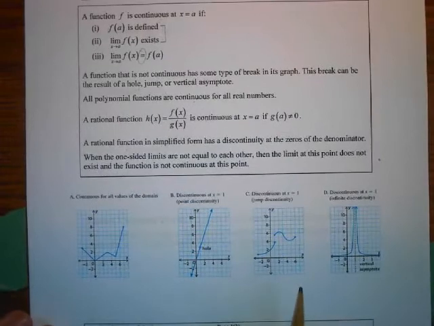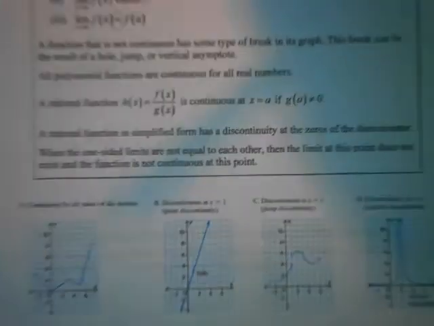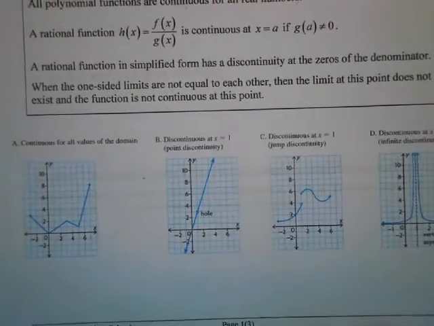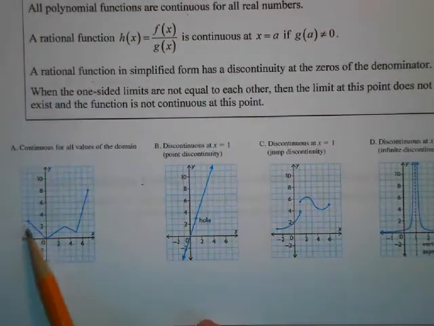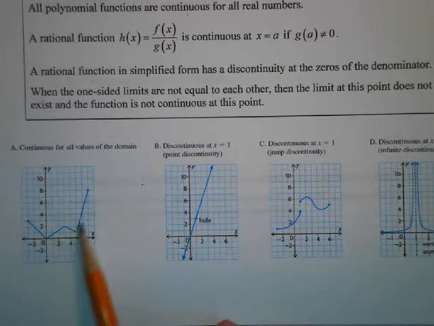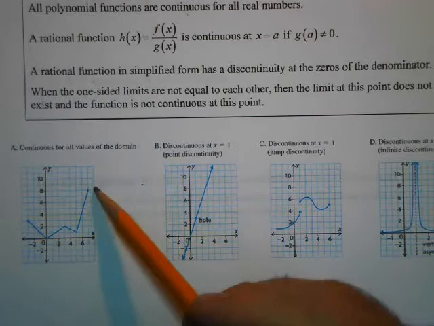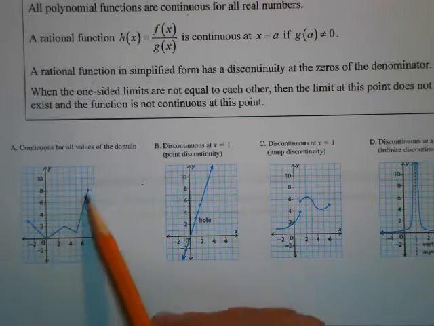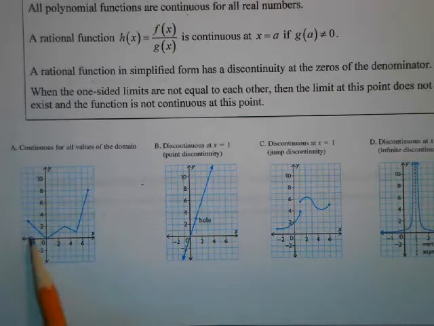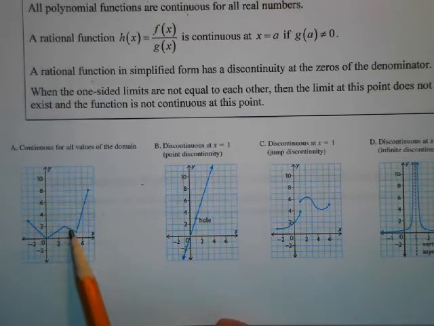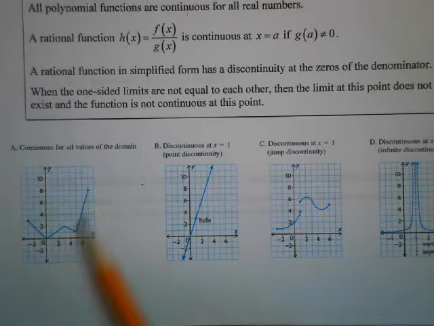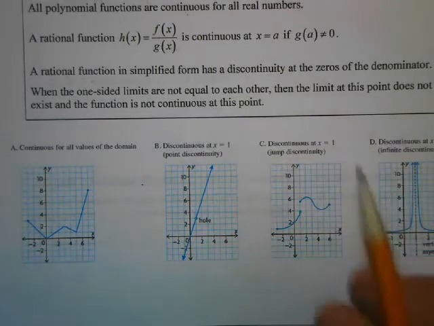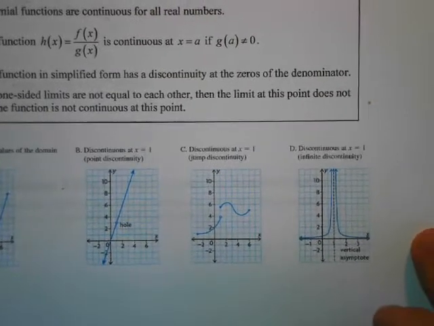So here's a nice little breakdown graphically. Let me try to zoom in a bit. This is a function that's continuous at all values of the domain. You can easily see I can draw this without picking up my pencil. This is not a polynomial function, but sort of a piecewise function. If you take the limit at any point, approaching that value of x from both sides, it's the same limit, and the value of the function at that point is the same as the limit. The other three examples here are when it's discontinuous.